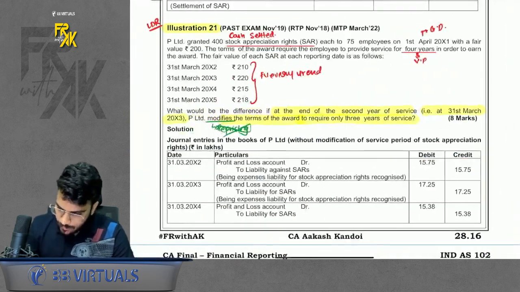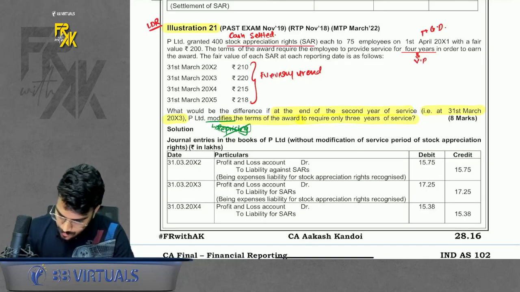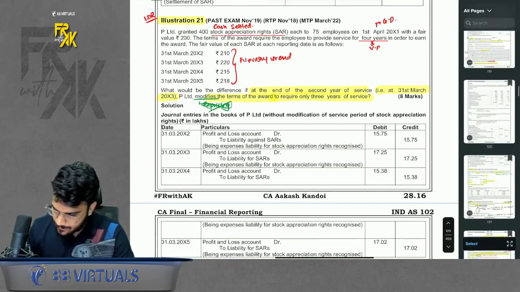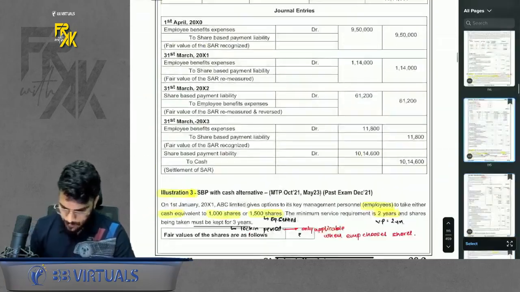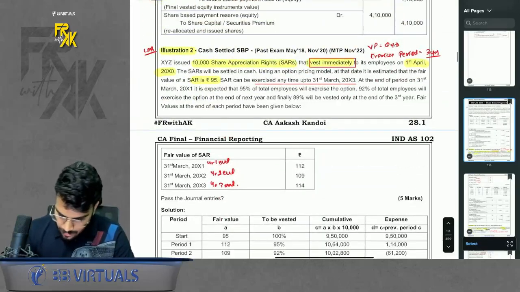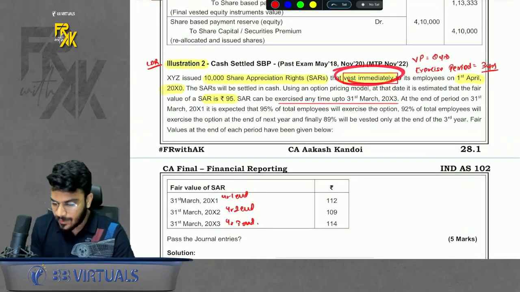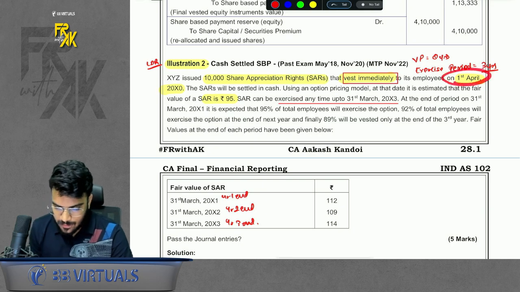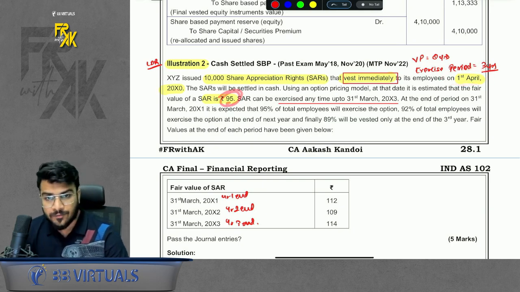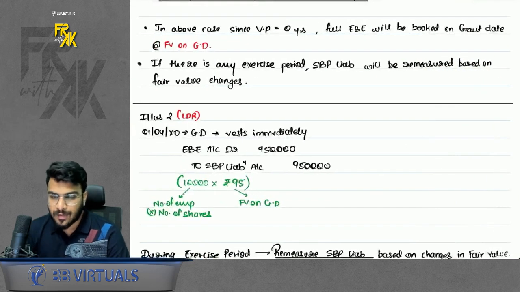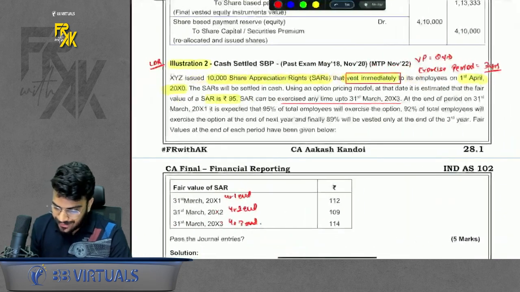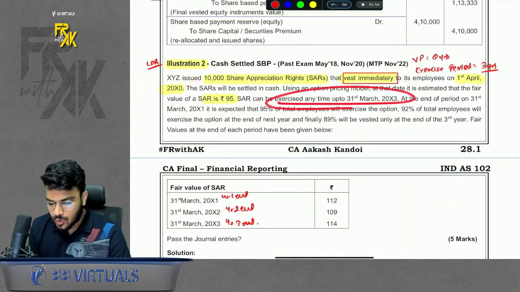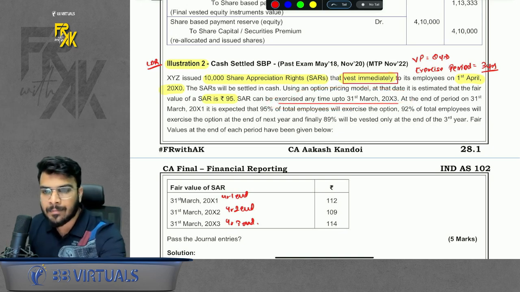Wait. There is an illustration number 2, I guess. Here it is, illustration number 2. So what is happening here is vest immediately. Okay. 1st April, 95 is the fair value. So because you are booking the fair value on first day, take the 95 as fair value and book the full expense. Now, exercise period is given up to 3 years. So employee can exercise anytime up to 3 years.